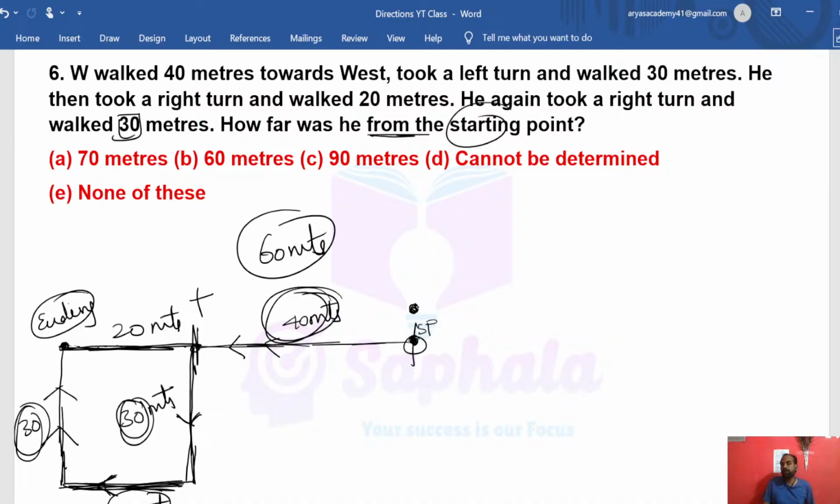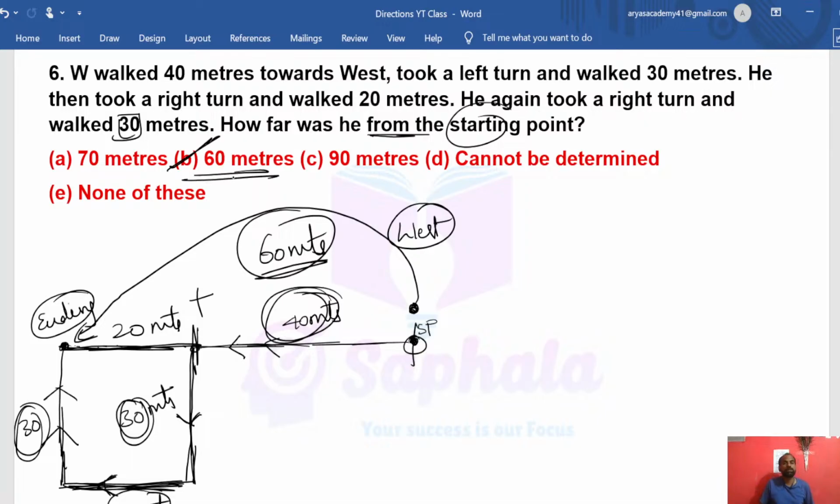If they ask you direction, as we are looking from starting point and he is here now, so the direction will be towards west, but direction is not asked in the question. You need to answer what is the distance. So answer is what? Option B for 60 meters. Got it?